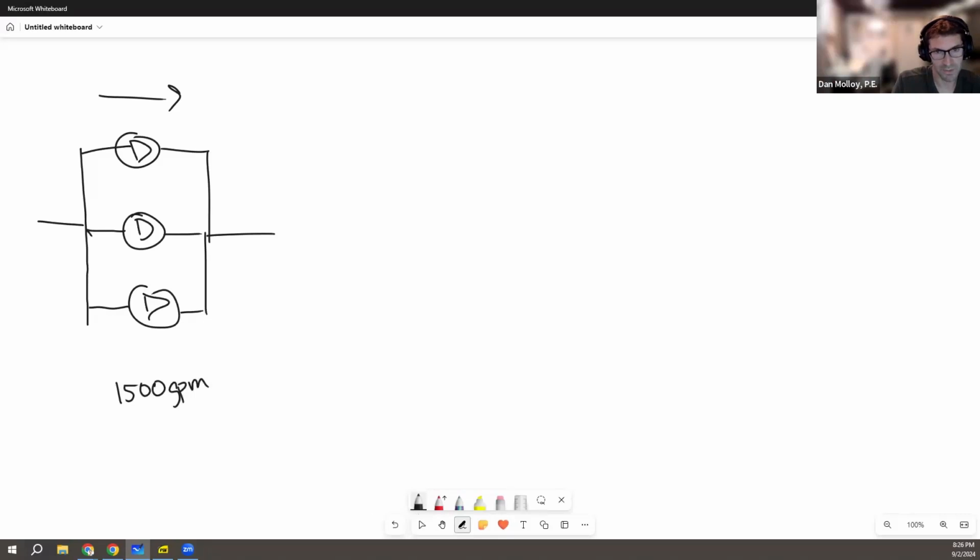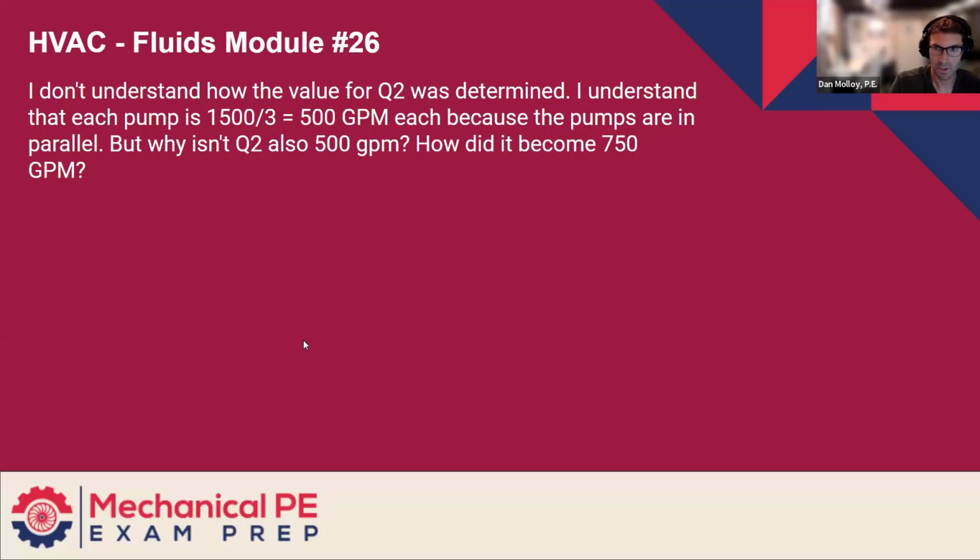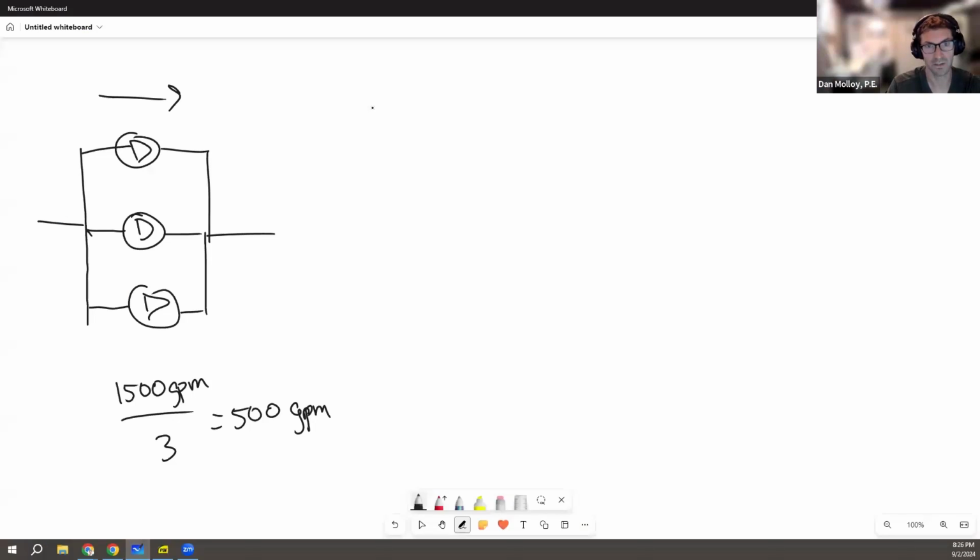So you said in the problem statement, you understand that since there's 3, they're going to split the volume flow rate equally, and they're going to be 500 GPM each. And your question is, why is Q2, in other words, the volume flow rate per pump after the failure, because we're going to have one pump fail, how does that become 750?